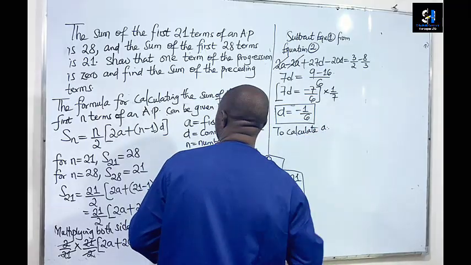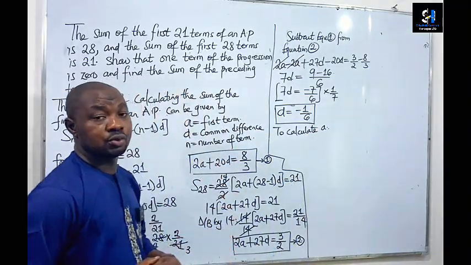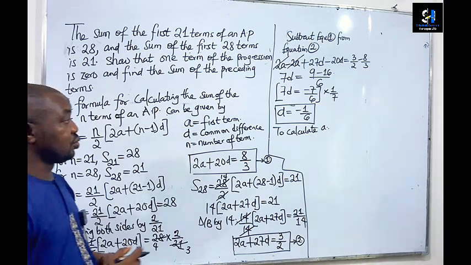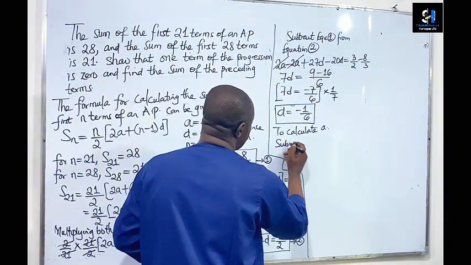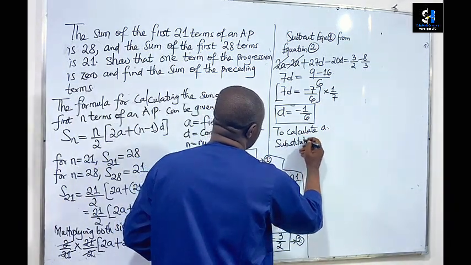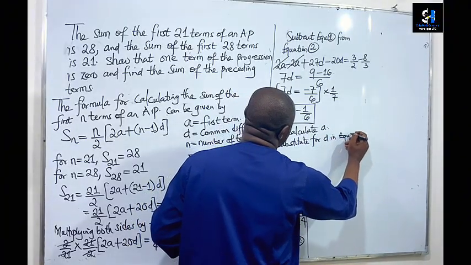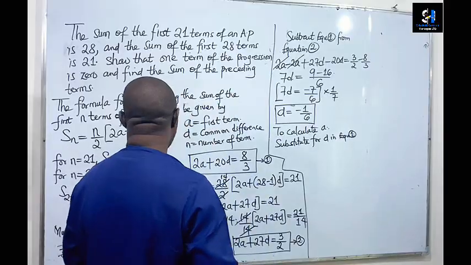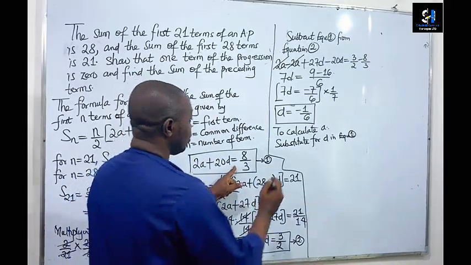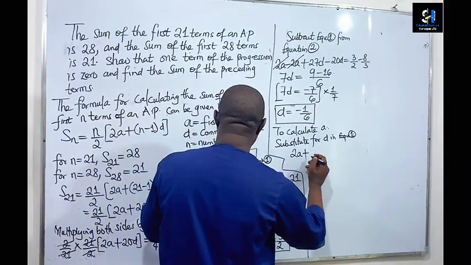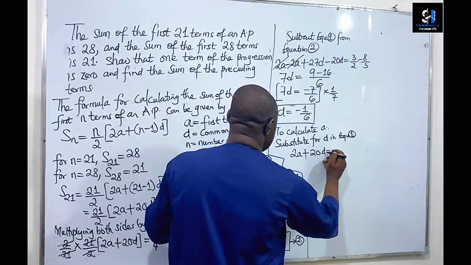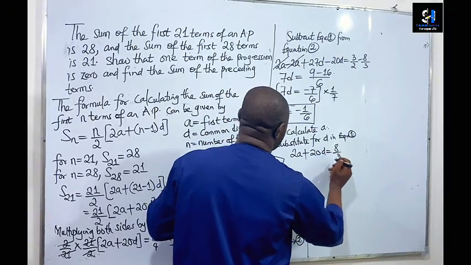To calculate a, that's the first term, I'm going to put d in any one of the equations. Now let me use equation 1. Substitute for d in equation 1. Equation 1 is 2a plus 20d equals 8 over 3.